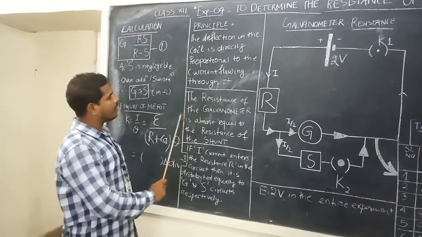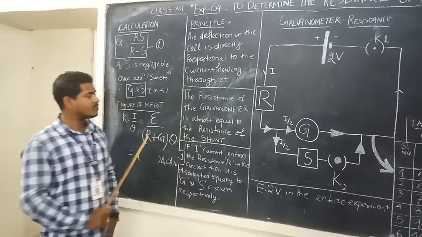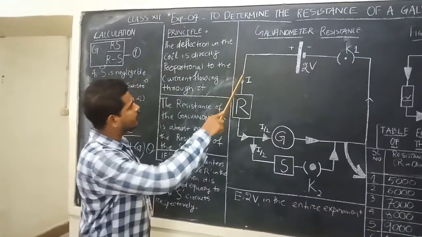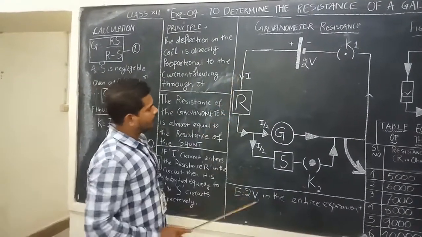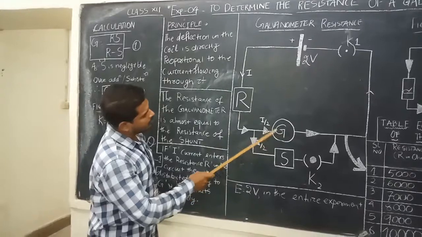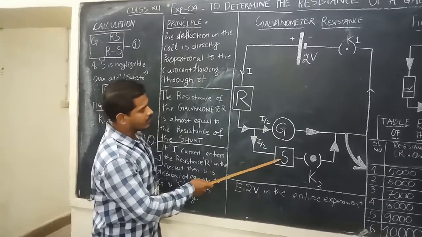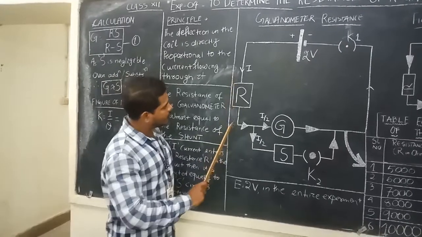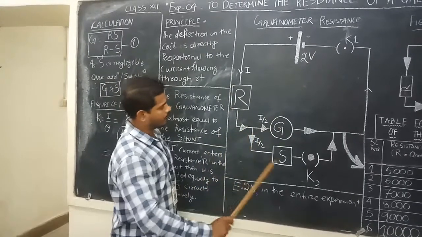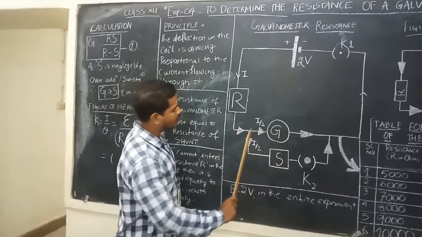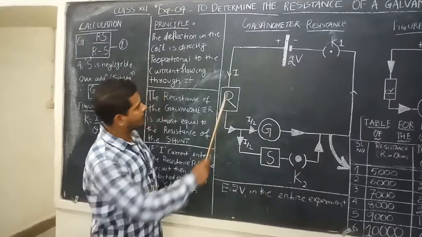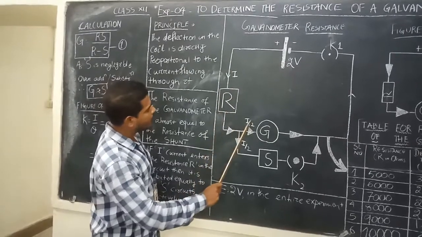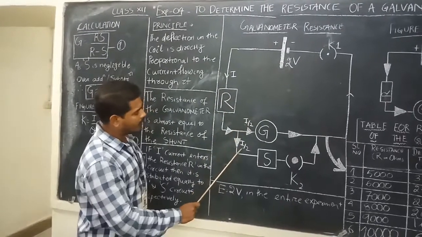The resistance of the galvanometer is almost equal to the resistance of the shunt. Because if a current is flowing through the circuit through R, then for the deflection to be half in the shunt circuit compared to the deflection we get in the galvanometer circuit, the current should distribute equally in the two circuits, one through the galvanometer circuit and the other through the shunt circuit. So if current I flows through the circuit, then it gets divided into I by 2 and I by 2.